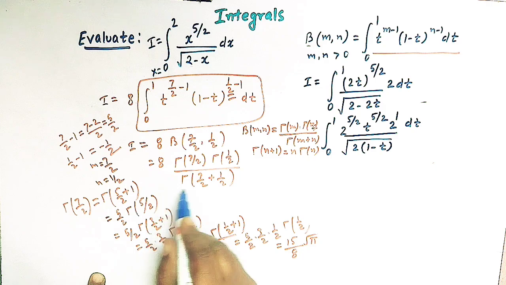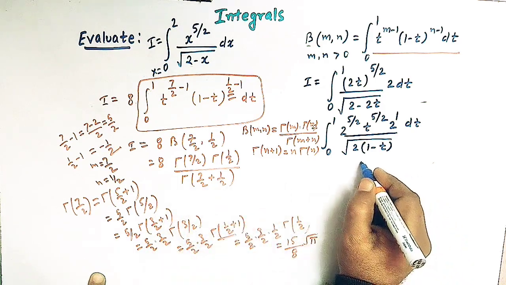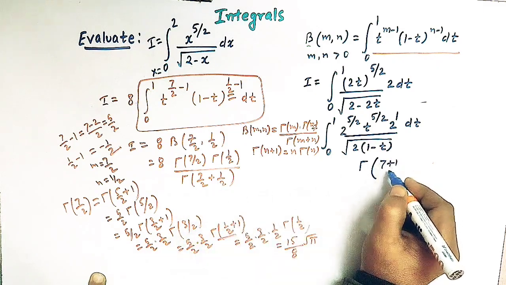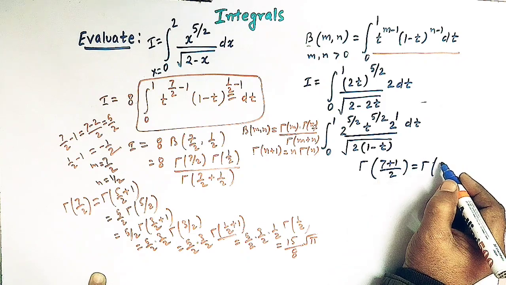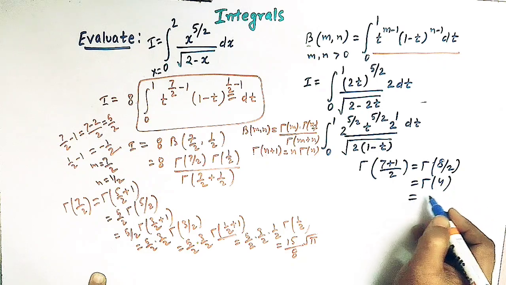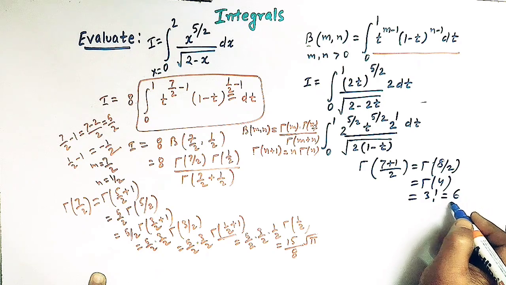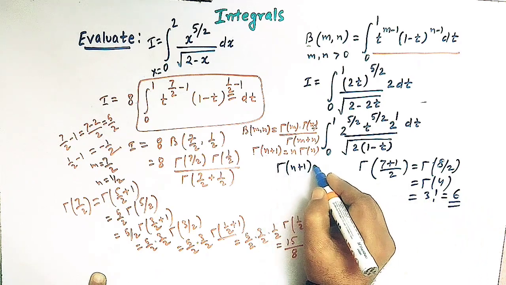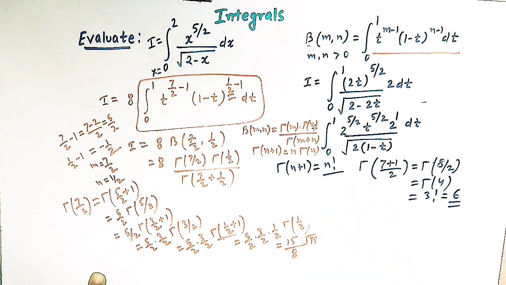Now in the denominator we have gamma(7/2 + 1/2). So 7/2 + 1/2 is (7 + 1)/2, that is gamma of 8/2, that is gamma 4. And gamma 4 is equal to 3 factorial, that is equal to 6, right? Because we know that gamma(n + 1) is equal to n factorial, where n is some positive integer.